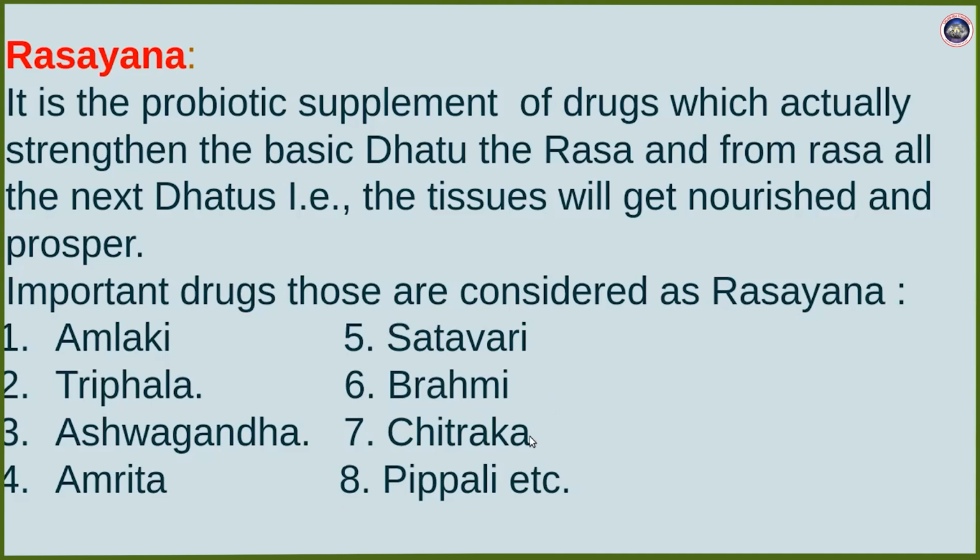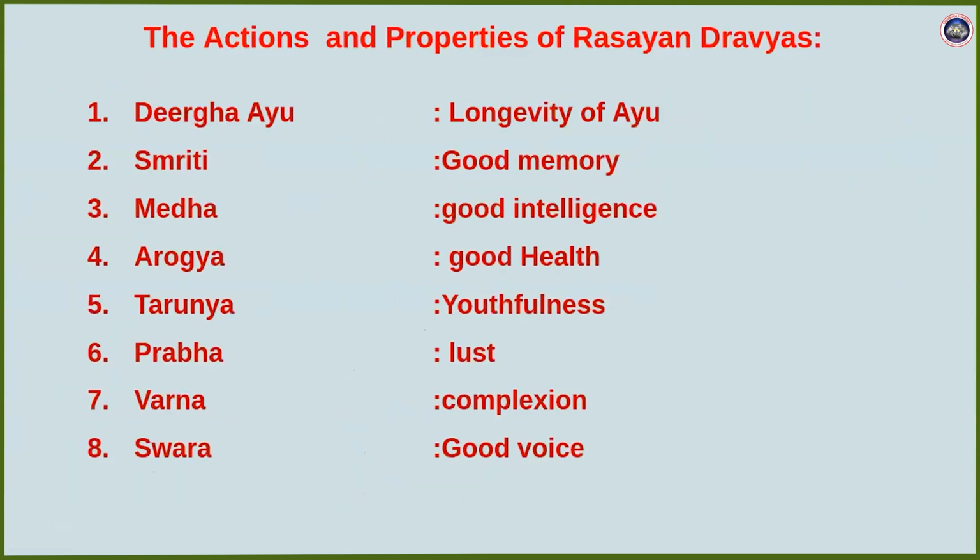Chitraka is also Plumbago zeylanicum, that is a very good rasayana. Actually, it stimulates the person's digestive power, and within no time the person will consume a good quantity of food, and that's why the rasayana effect will be there. Pipali is the spicy pepper, that is long pepper, and it's also a good rasayana.